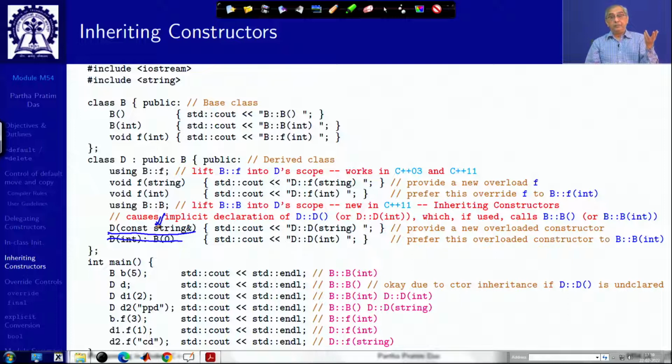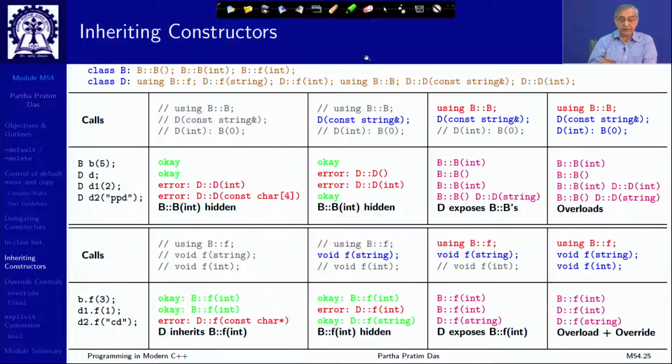So, this problem was not directly solvable in C++03. So, now what can you do? You can say using B::B. Which means that a default constructor of D and a parameterized constructor of D with int are available at this point. Then it depends on how you override it, how you overload it, and that will take effect. So, that is the inheriting of constructors.